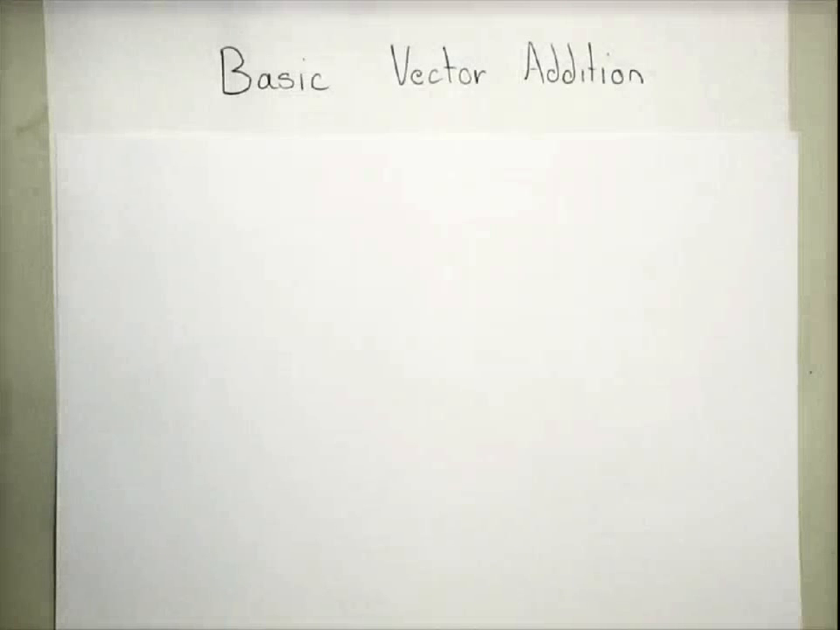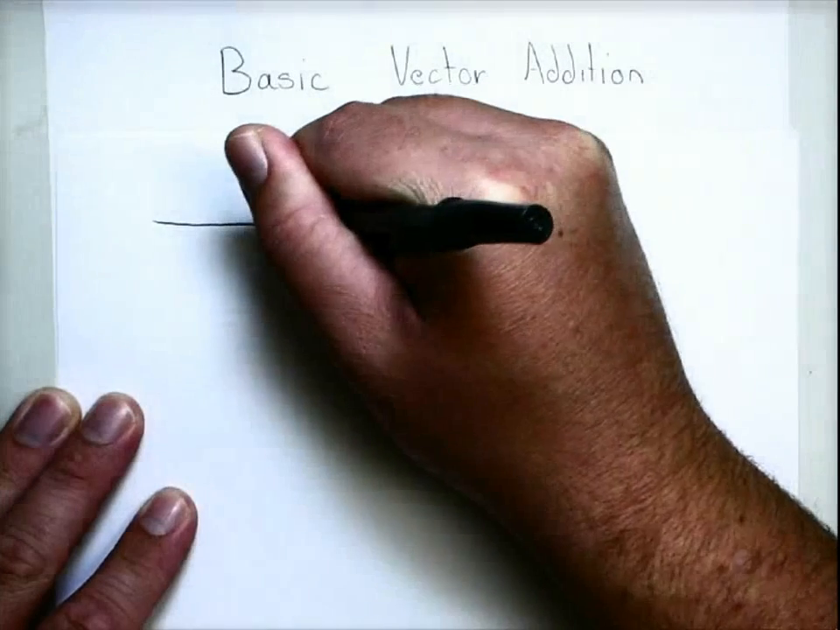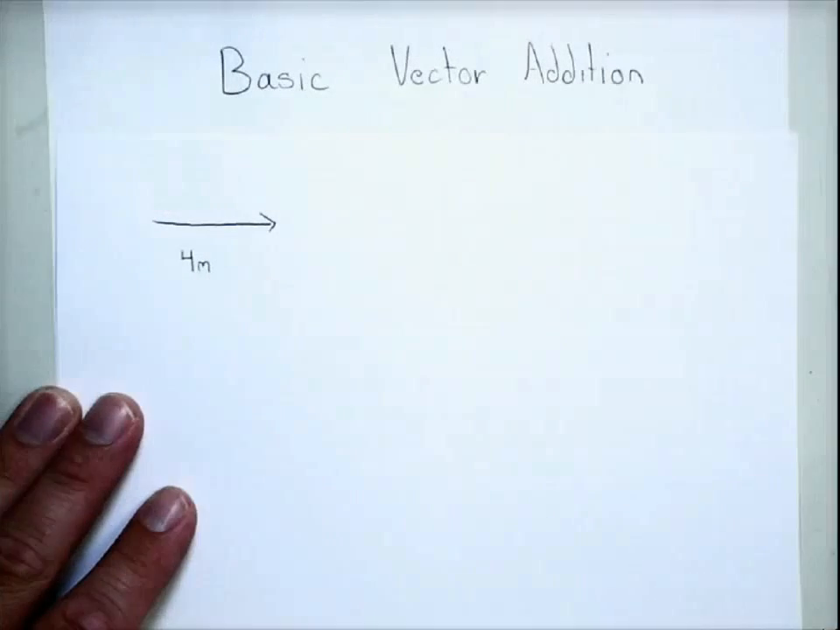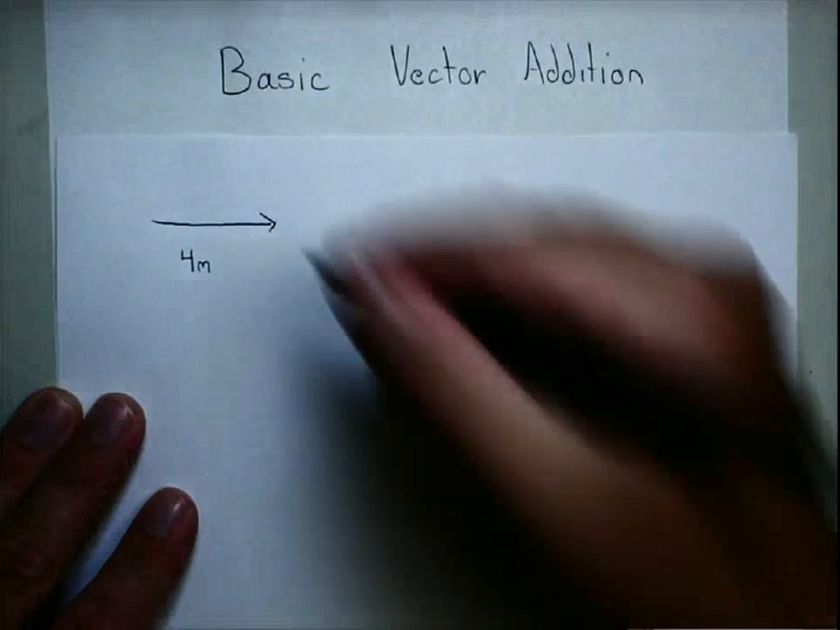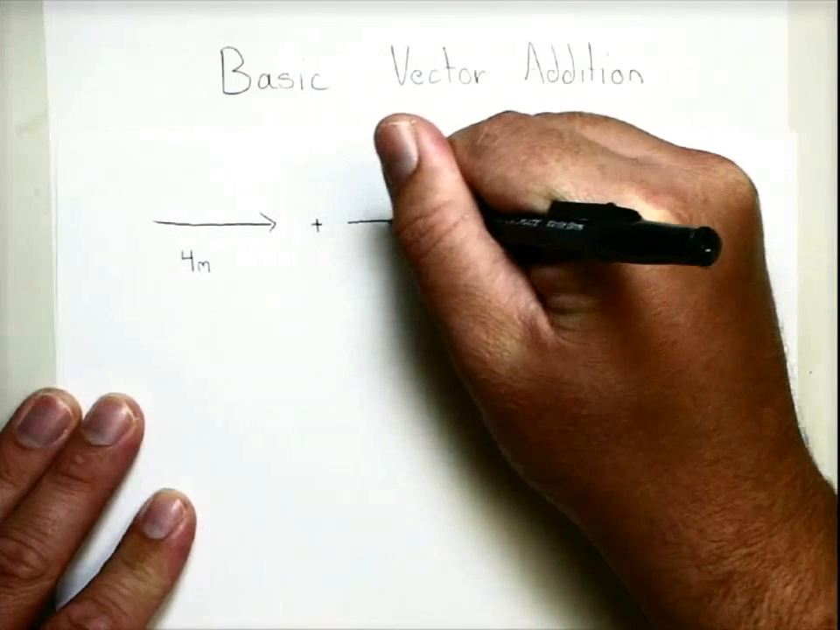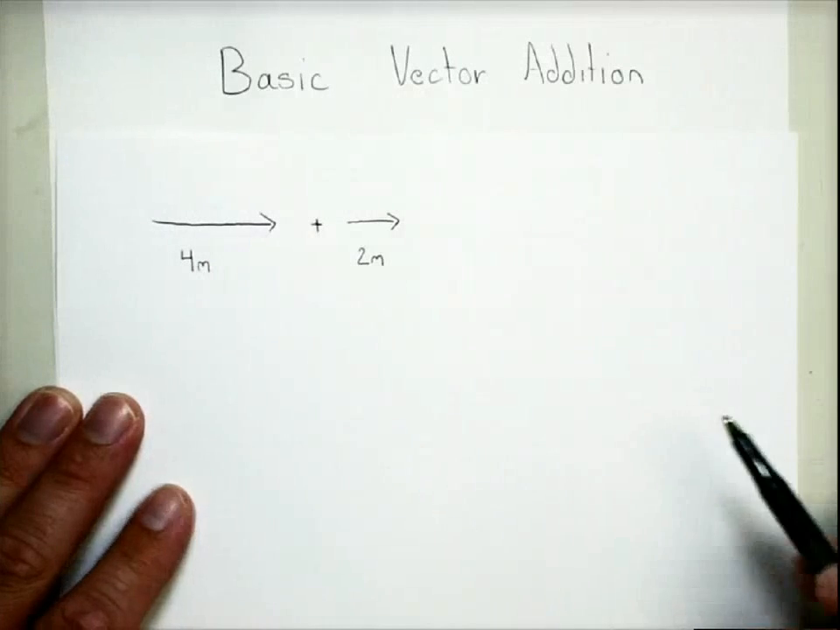Hey guys, today we're going to be looking at basic vector addition. So let's go ahead and set up one of the problems so we can see what we're looking at. The type of problem we're doing is we're taking a vector of 4 meters, so this could be like a displacement of 4 meters, and then we're adding it to another displacement, let's say of 2 meters, and both of these are to the right.